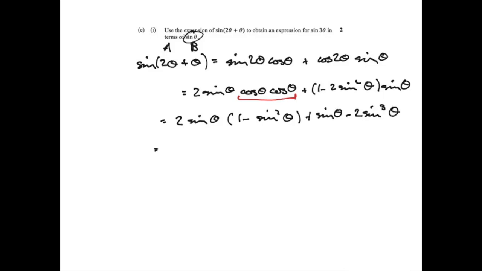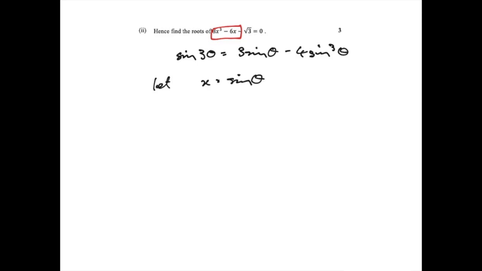And when I expand and group all my like terms together, 2 theta plus theta is sine 3 theta on my left hand side. The right hand side I have 3 sine theta minus 4 sine cubed theta.